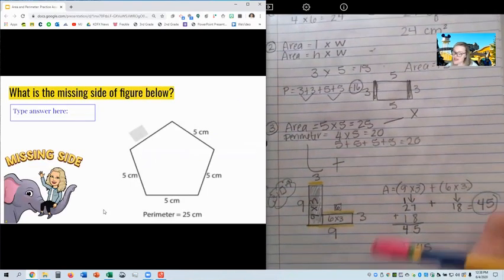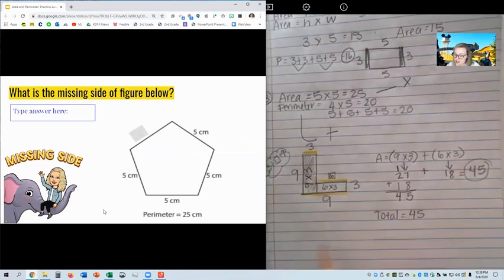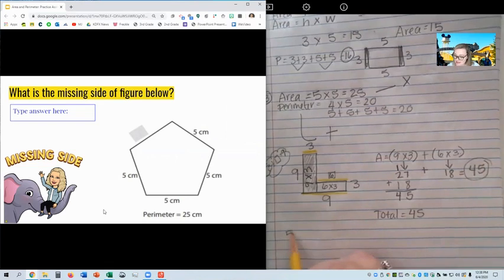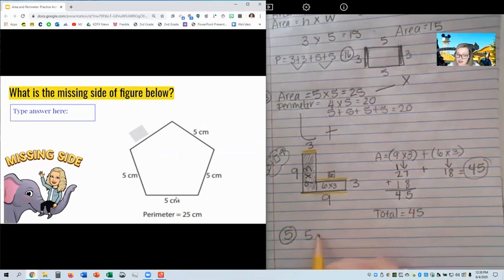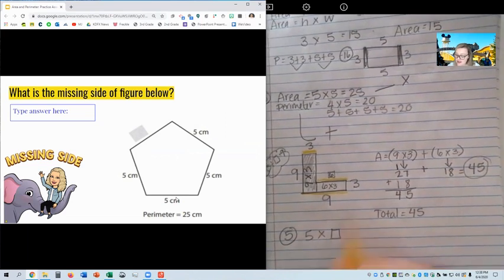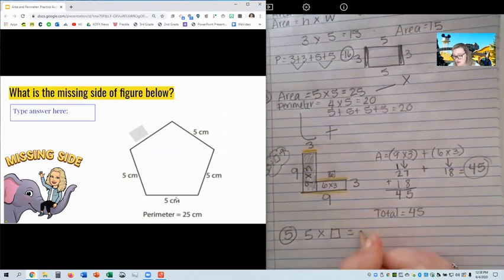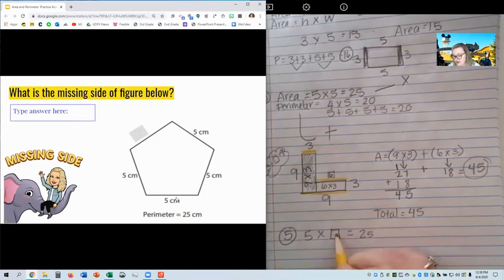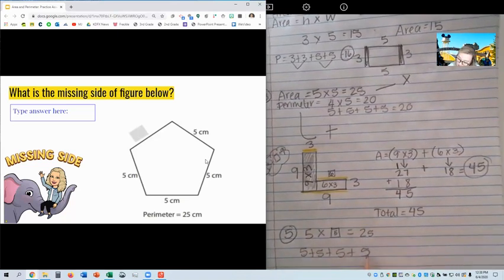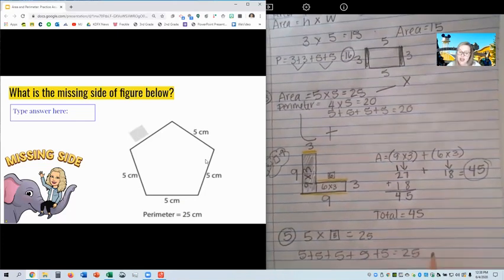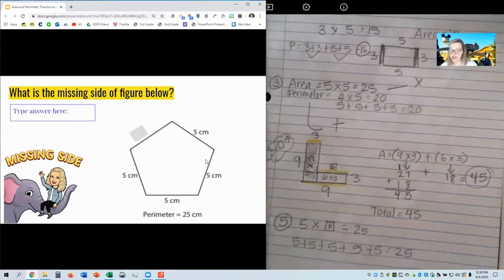Perimeter, we have one that is missing sides. So we see that this is problem 5, and we have a 1, 2, 3, 4, 5-sided shape, which is a pentagon, and there are 5 times something equals 25. Well, we know that 5 times 5 is 25, and that makes sense because 5 plus 5 plus 5 plus 5 plus 5. So we would be adding 1, 2, 3, 4, 5. And you can tell that this is a regular pentagon, so all sides are equal.